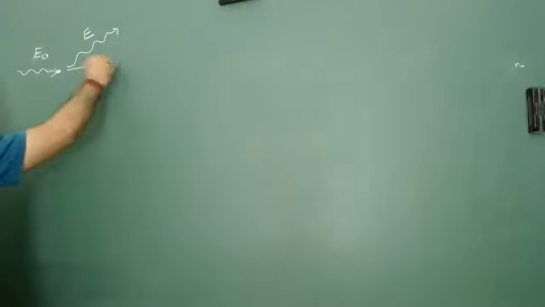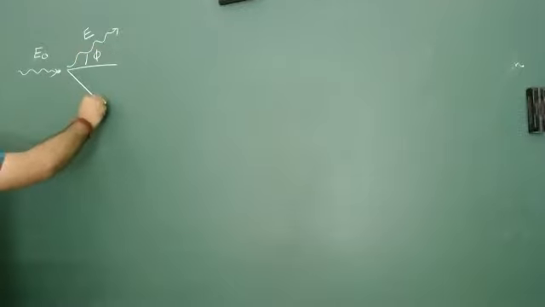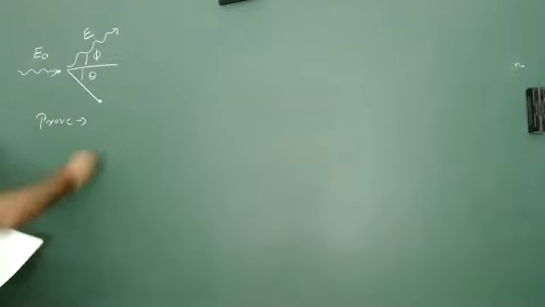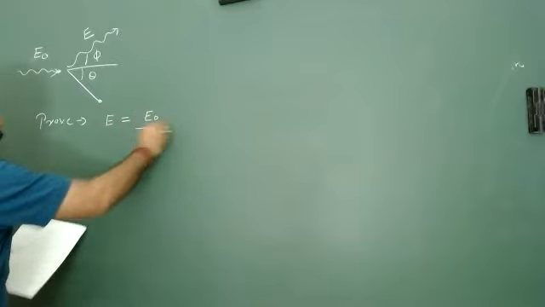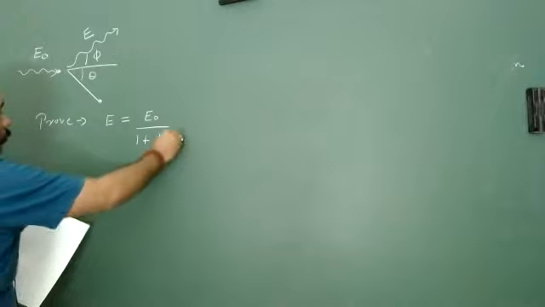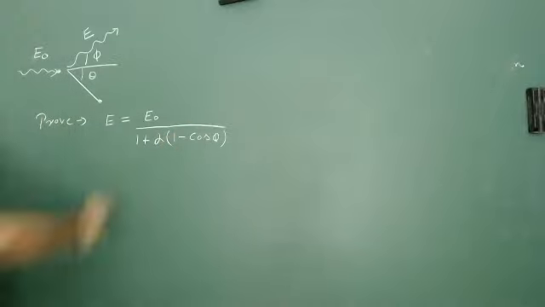And this angle is again phi, which is known as the scattering angle. And the recoil angle is again theta. What we have to prove? We have to prove that E is equal to E naught over 1 plus alpha into 1 minus cos phi.